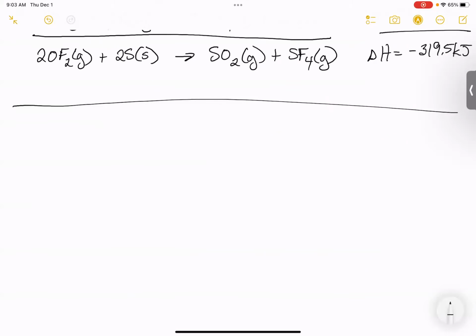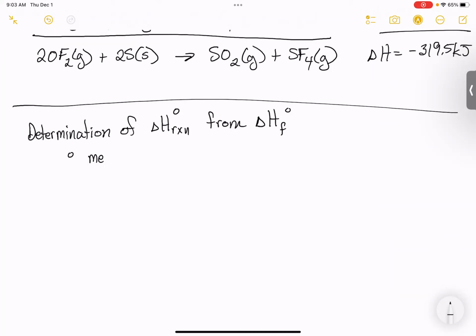The last thing we're going to go over in the energy chapter is going to be determination of enthalpy of reaction under standard conditions from enthalpies of formation under standard conditions. So first of all, that little knot that is the superscript means standard conditions.